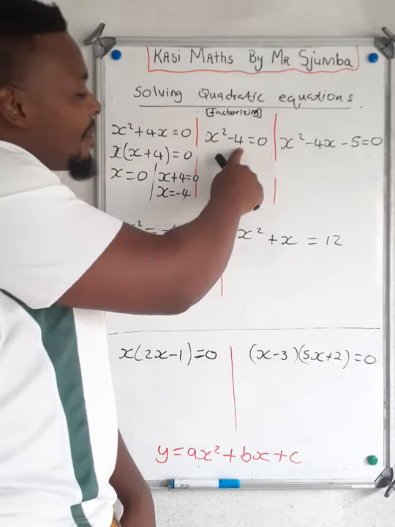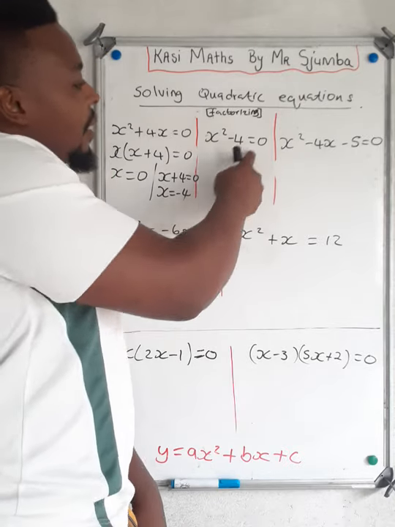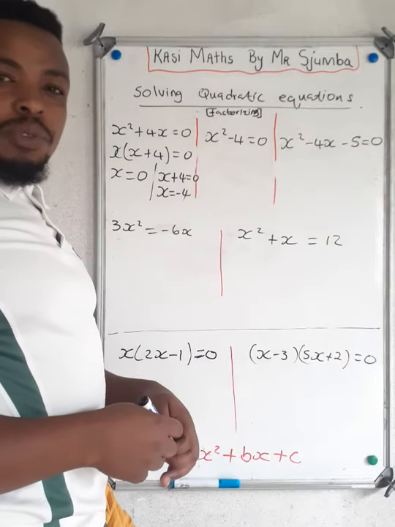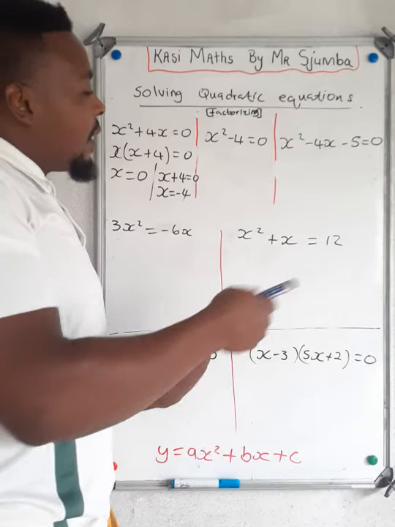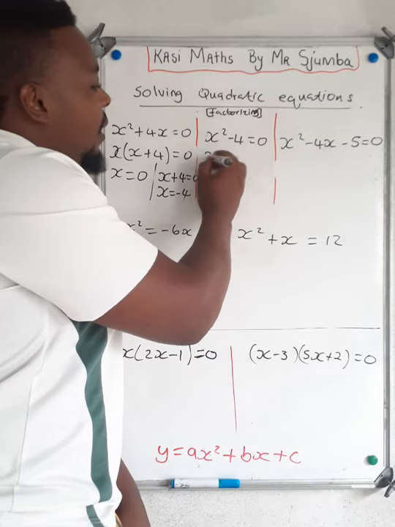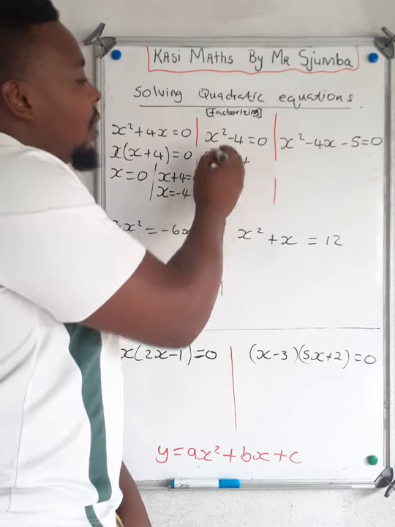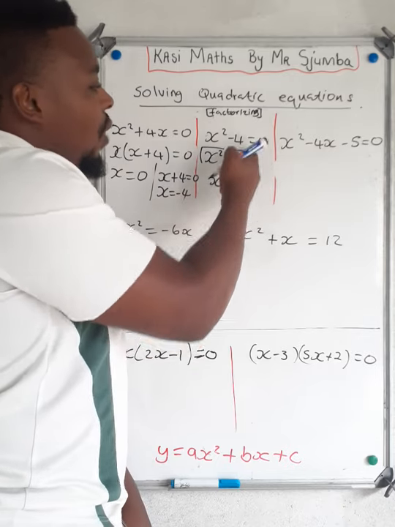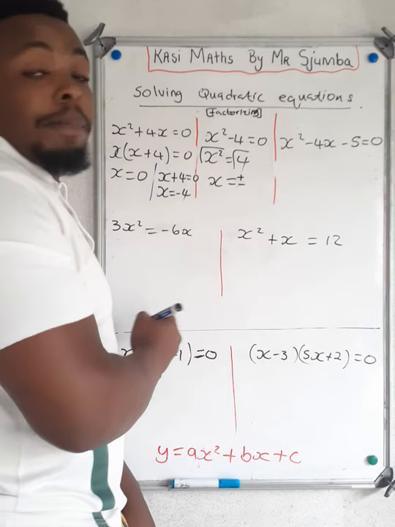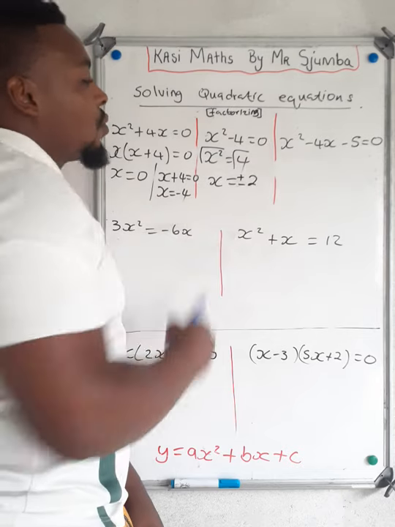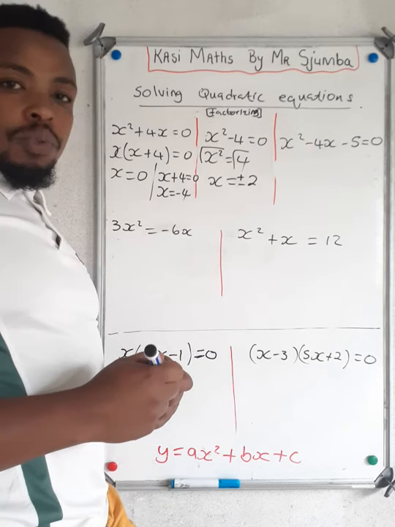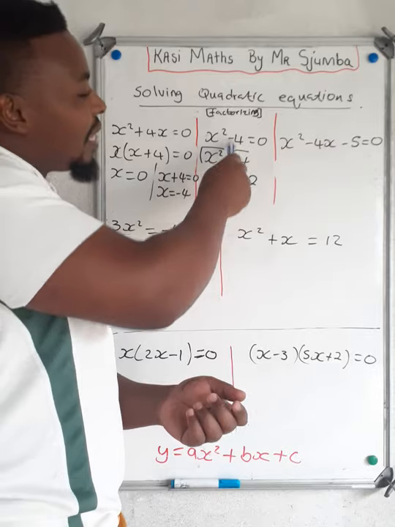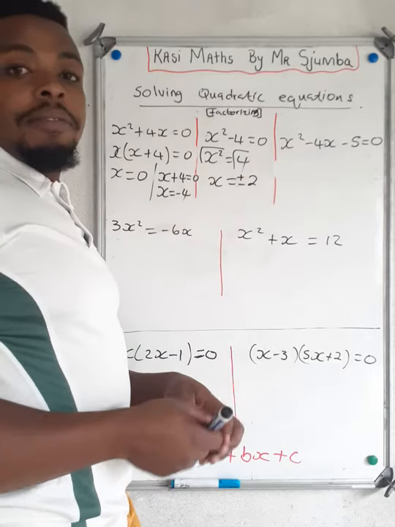Then if this is a perfect square, or the difference of two squares, x squared equals 4, so x equals plus or minus, the square root of 4, which is plus or minus 2. That is the case where b is zero and we have a constant.